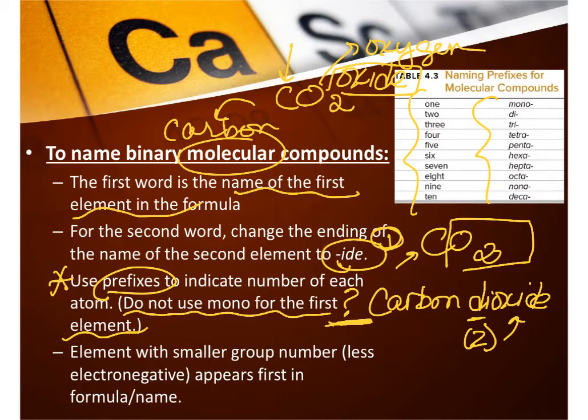Now, when we get more into writing formulas, so in other words, you need to go in both directions. If I give you a formula, you need to tell me the name. If I give you the name, you need to be able to write the formula. So if you're writing formulas, the rule is the element that has a smaller group number, in other words, the element that is farther to the left on the periodic table, is always shown first. In some textbooks, you'll see that described as the element with the lower electronegativity shows first. Same thing.